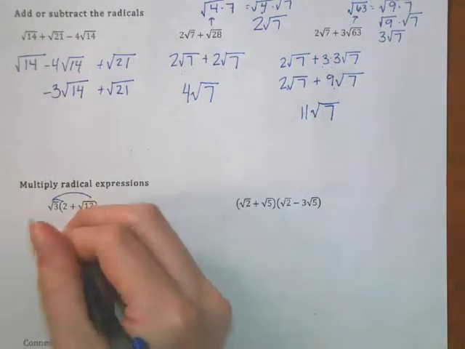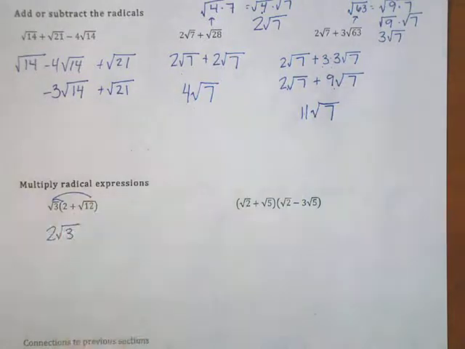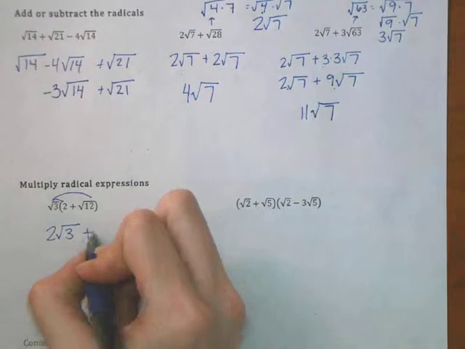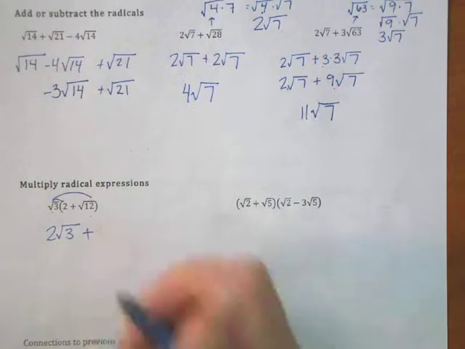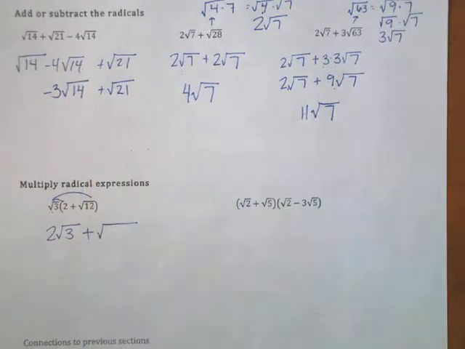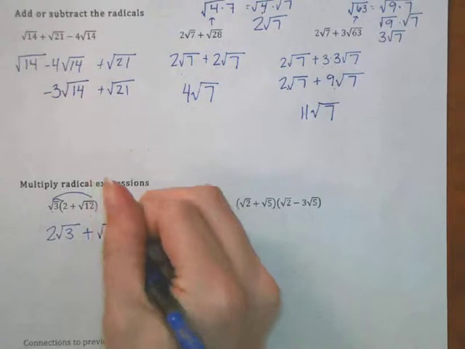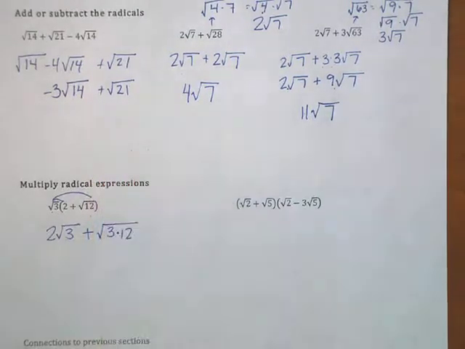Right, it's just 2 times the square root of 3. One is under a radical and one isn't, so we can't multiply them together. And we'll bring down our addition sign. Now we have the square root of 3 times the square root of 12. So it's the square root of 3 times 12, right? I can write it that way?